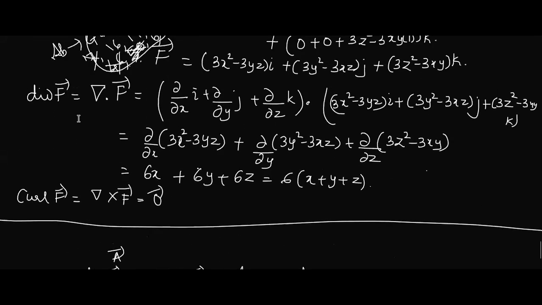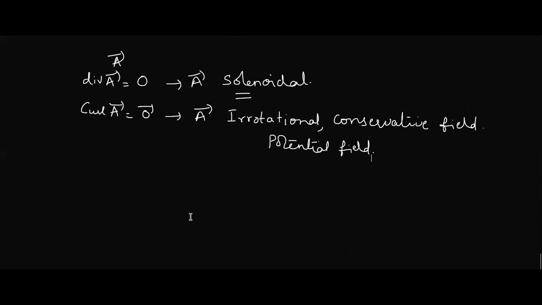So just see the previous example. Here divergence is not a 0 quantity, but if you find the curl of that vector field, you are getting it as 0 vector. So that time that vector field is called irrotational, conservative, or potential field. Are the two terms clear? Don't get confused now.